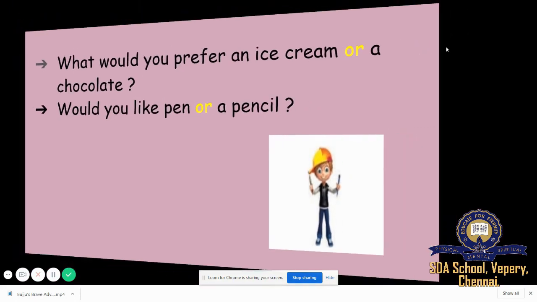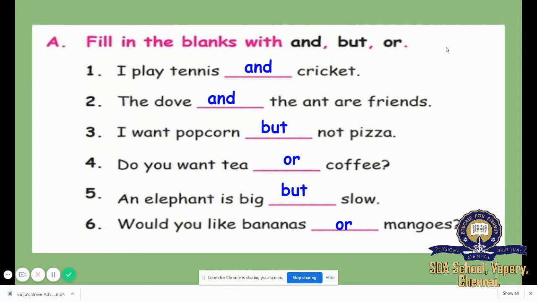So shall we do a recall, children? Okay. Before that, we will see the book back exercises. Fill in the blanks with and, but, or. The first one: I play tennis and cricket. Tennis and cricket are similar words. So that's why the correct answer is and. Are you all clear with the first one?